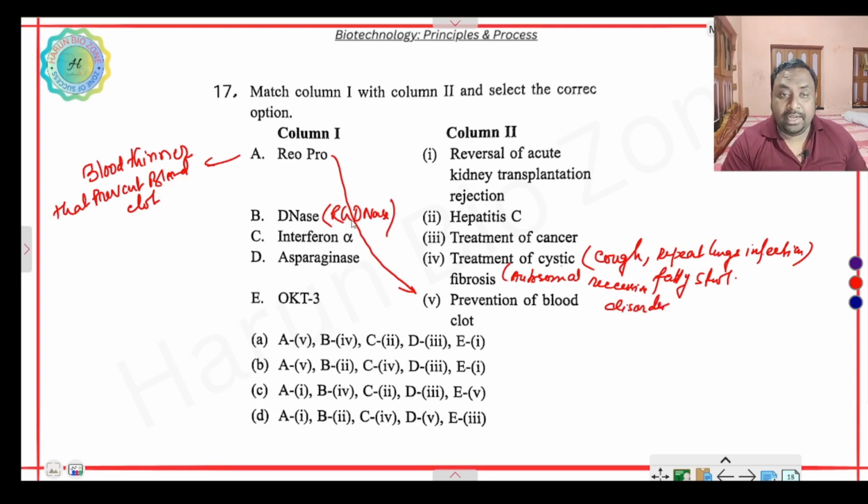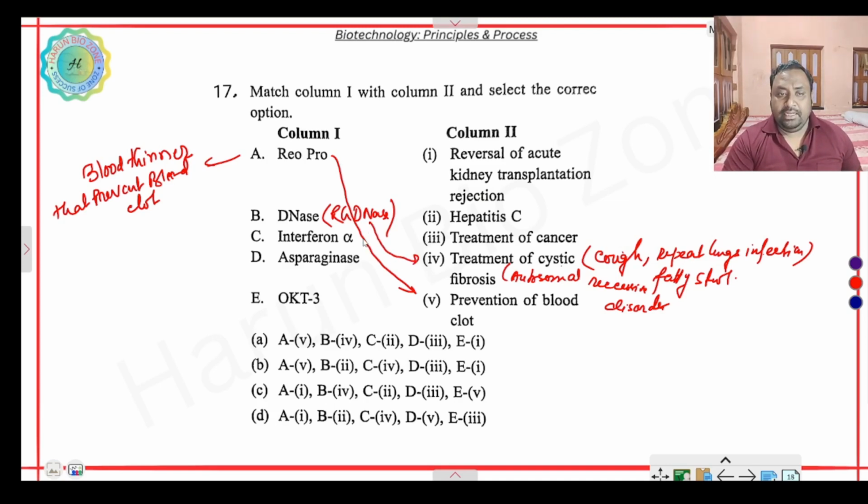This recombinant human DNase, what does it do? It thins the mucus. This cough is produced by some microorganism. This microorganism's DNA is cleaved by DNase. So the cough or mucus becomes thinner. DNase is used in the treatment of cystic fibrosis.